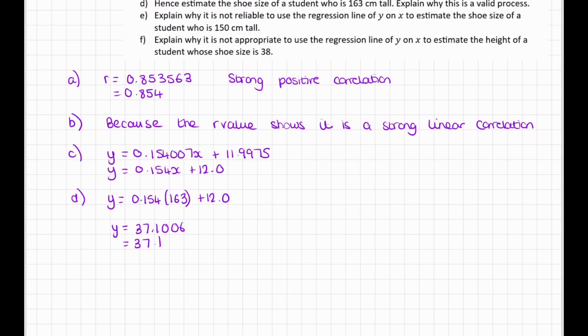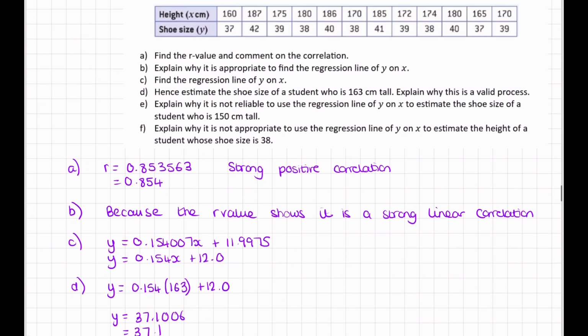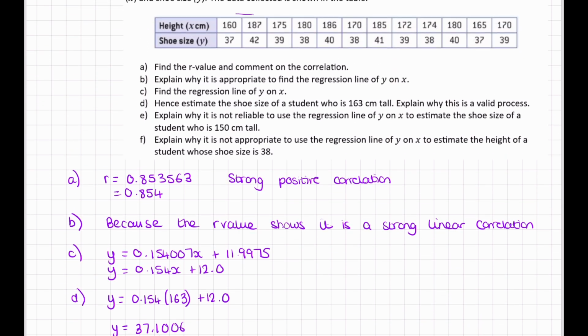Now, why is this valid? It's valid because this 163 that we're subbing in, just go back up to the data, fits within our range of data that we've been given in the question. So in the question, our smallest value is 160 and our largest value is 187. Because it's between those two values, it's a valid process for us to be able to estimate the shoe size of somebody who is 163 centimetres tall, because it is interpolation. 163 is in this range of data.